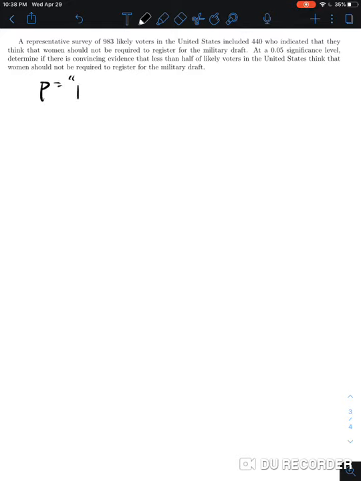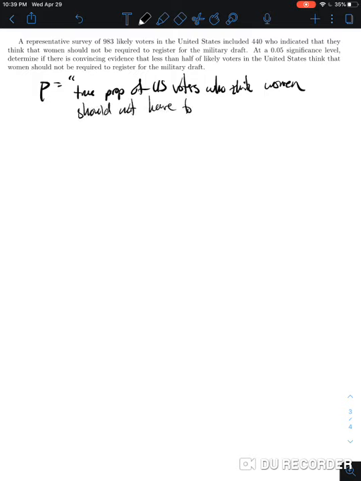So in this case, P is the true proportion of U.S. voters who think women should not have to register for the draft. So this is very similar to the previous example.